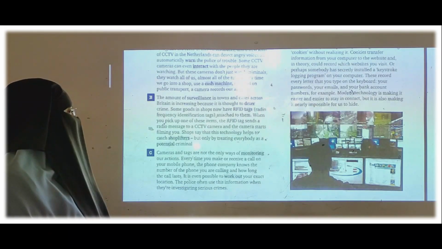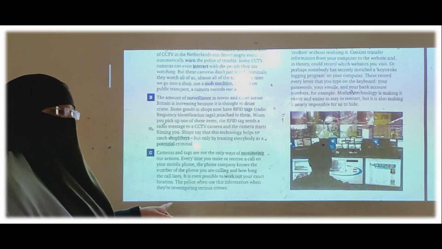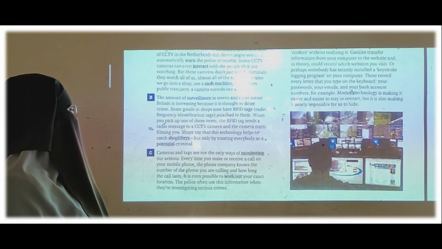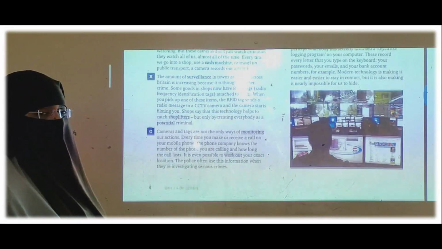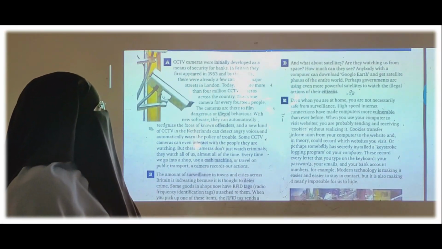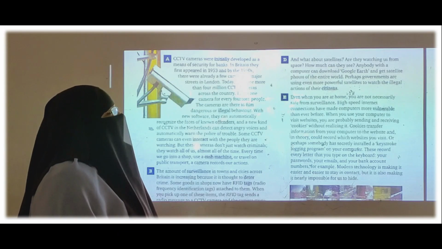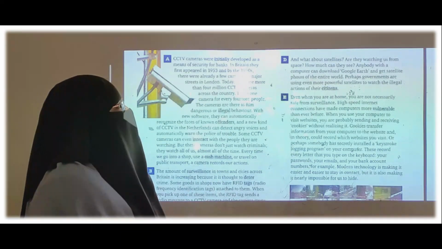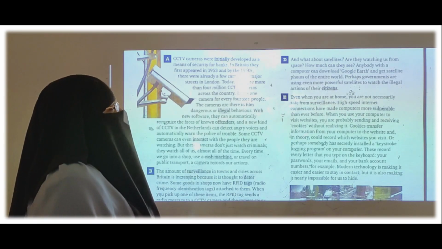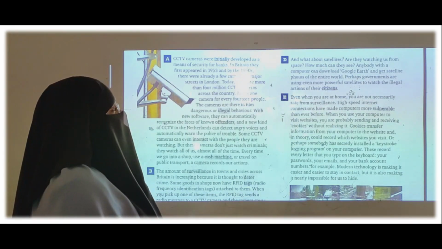It's even possible to work out, means calculate, your exact location. The police often use this information when they are investigating serious crime. Investigate means look into. And let's get to number D. And what about satellites? Here's another way of monitoring. Are they watching us from space? How can they see? Or how much can they see?